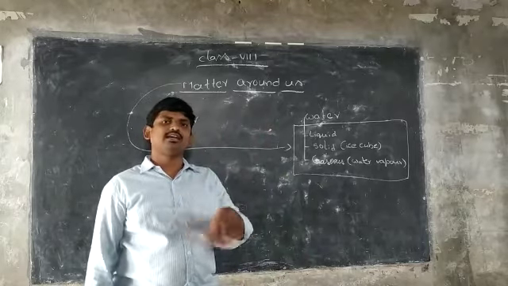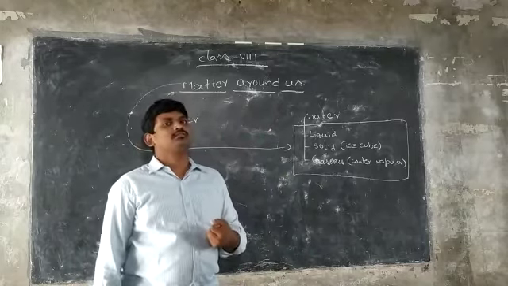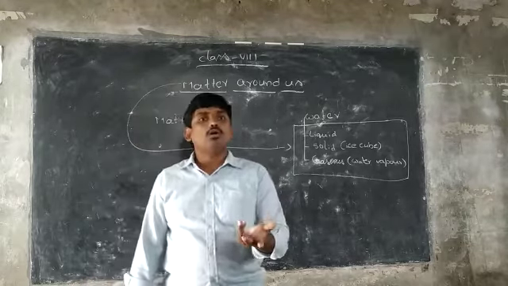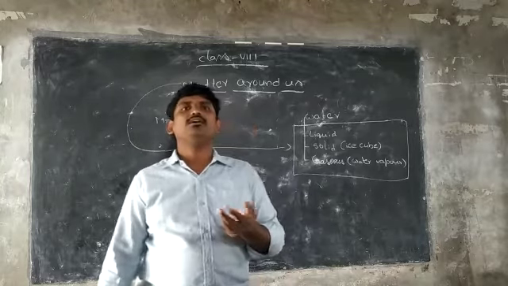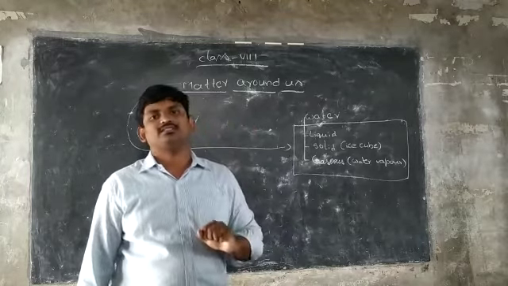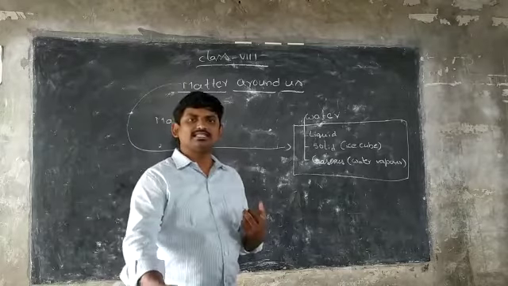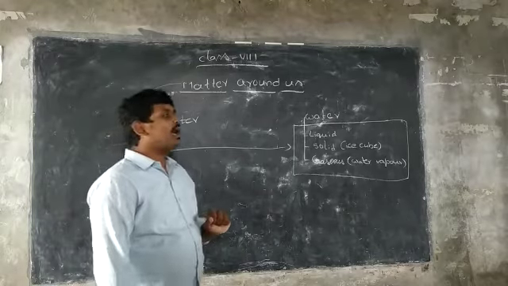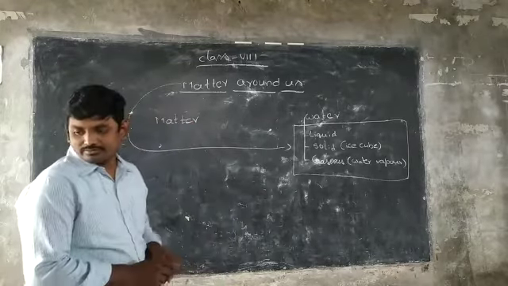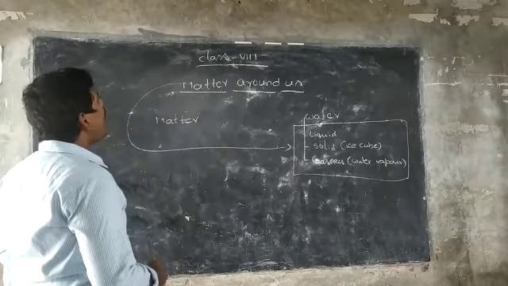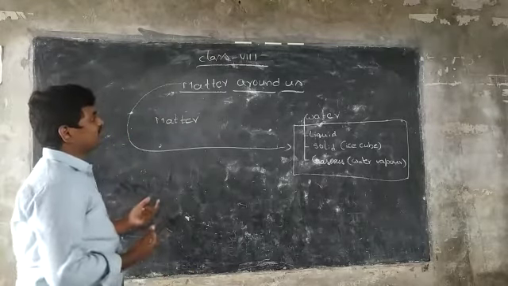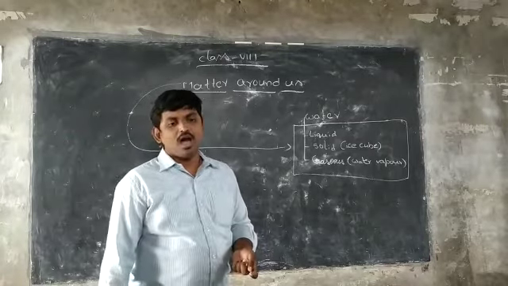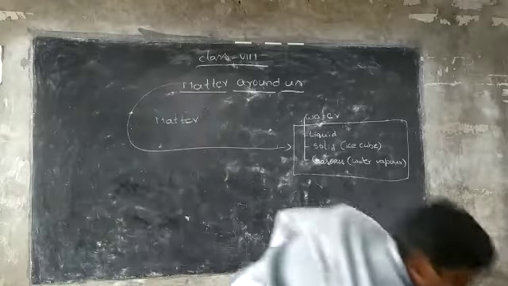Just you are simply breathing the air. It is a gas. And you are cooking food. How are you cooking food? By consuming gas. Where is that gas? That gas is in your gas cylinder. Okay. And again, how do these matters occur and what are their properties? Let us discuss in this video.